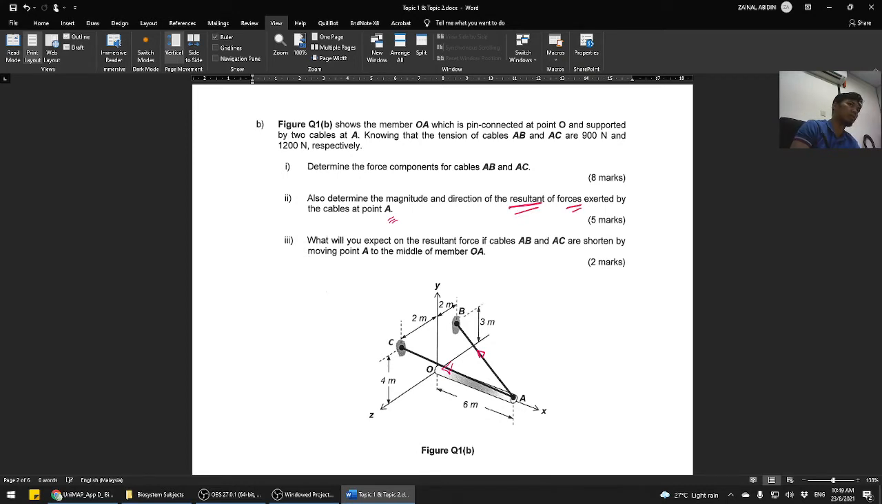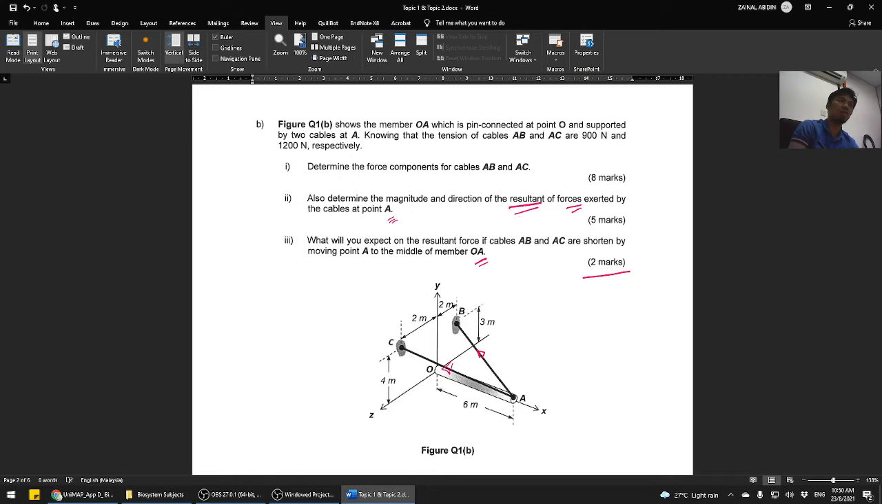resultant of forces. Okay, what will you expect? The number three, what will you expect on the resultant force if cable AB and AC, AB here and AC, are shortened by moving point A to the middle of member OA here. Okay, so another 2 marks. This is question number three.